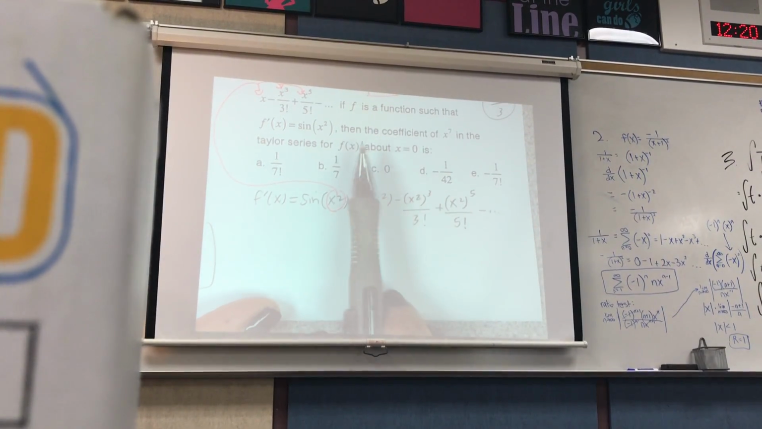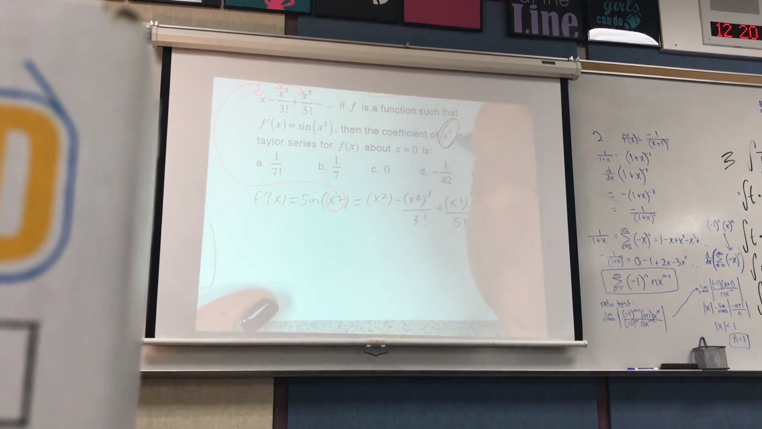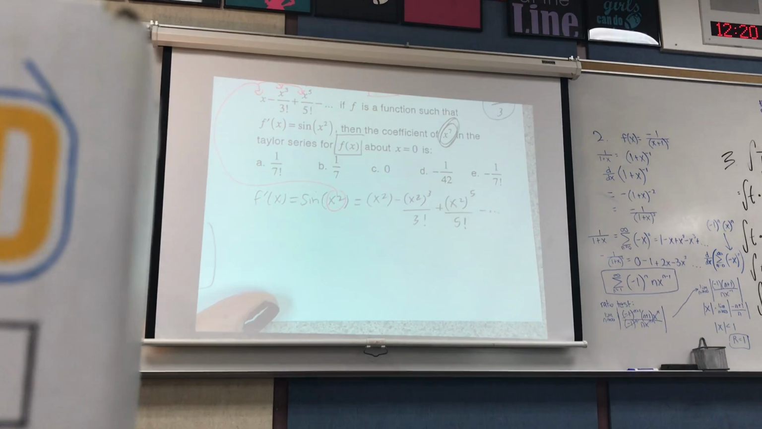The problem says the coefficient of x to the 7th for f. So this is f prime, we need f. F would be taking the what of this?